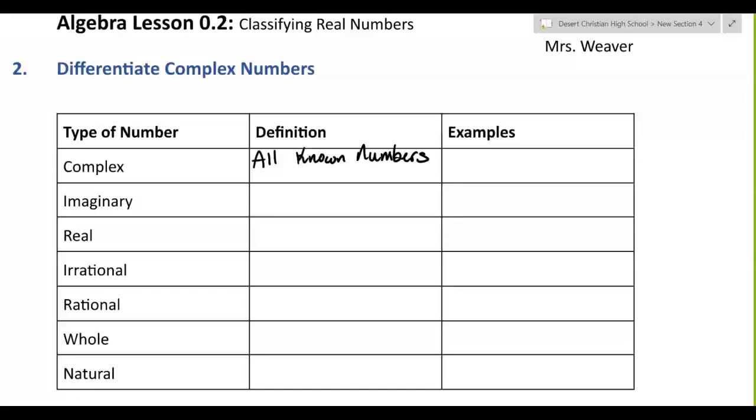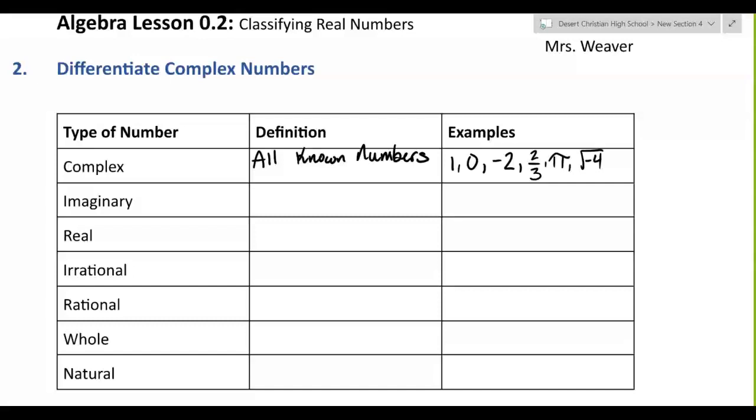Okay, this could be real numbers, such as a natural number, 1, a whole number, 0, a rational number. Well, I forgot integers, so we're going to add an integer here, -2, a rational number, 2/3, an irrational number, pi. This includes imaginary numbers like the square root of -4, or any combination of these numbers together. All numbers are complex numbers.